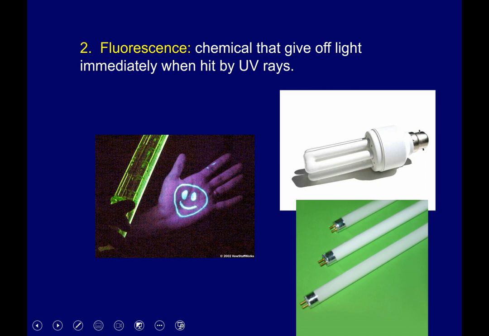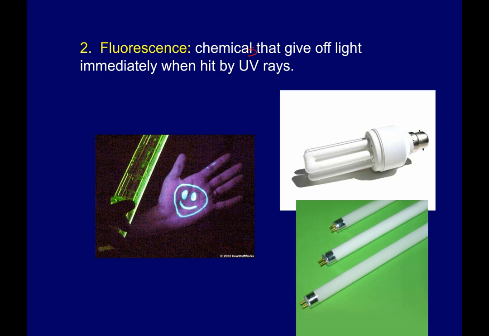Number 2, fluorescence. Fluorescents are chemicals that give off light immediately when they're hit by ultraviolet rays. So things like glow in the dark paint and stuff like that, when the sun's light hits them, which does have ultraviolet rays in them, they will glow. Now, for fluorescents, as soon as the ultraviolet light is taken away, they also stop glowing.